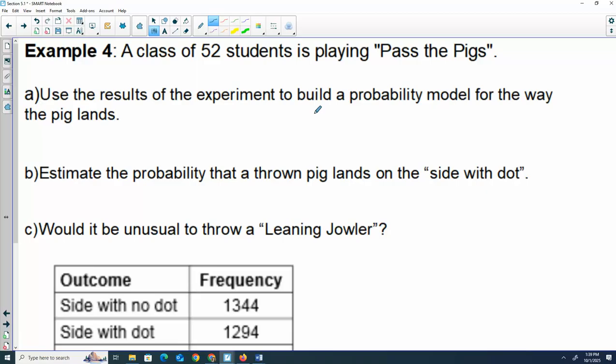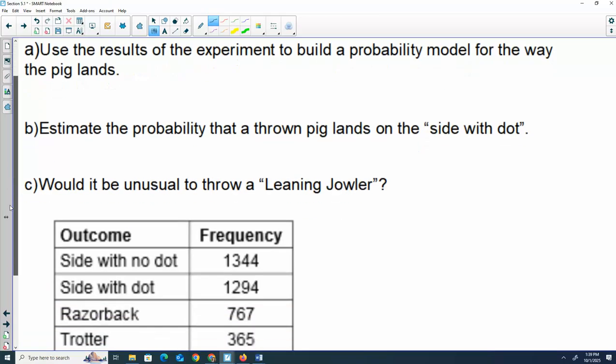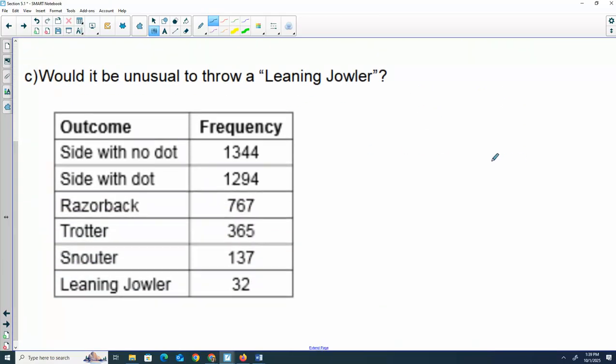But if I say, use the results of the experiment to build a probability model for the way the pig lands. So these are the different outcomes. So we played Pass the Pigs a lot. Let's say we rolled our dice.